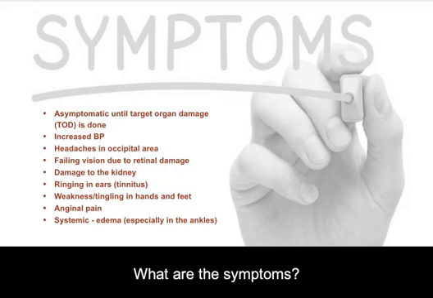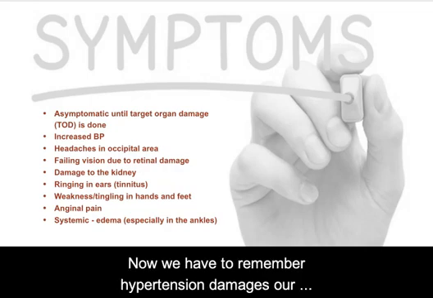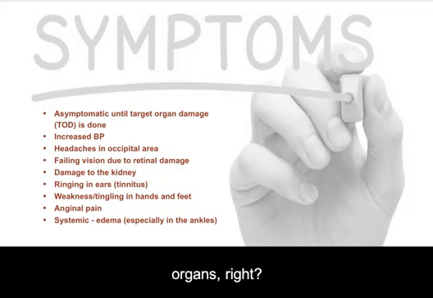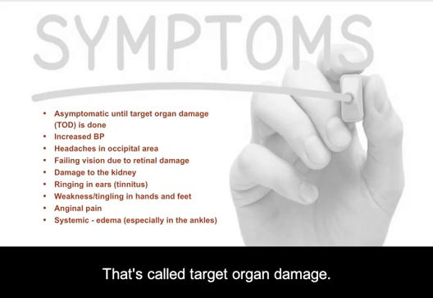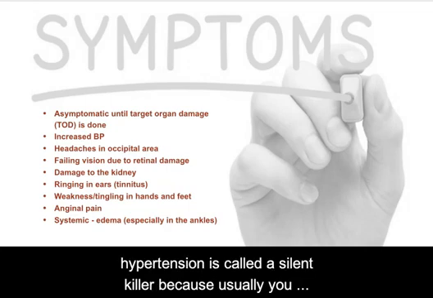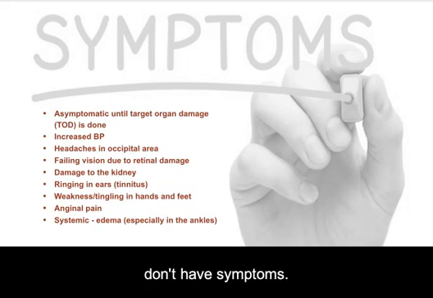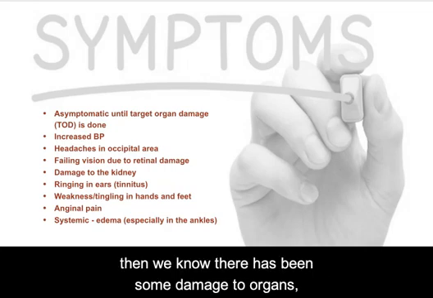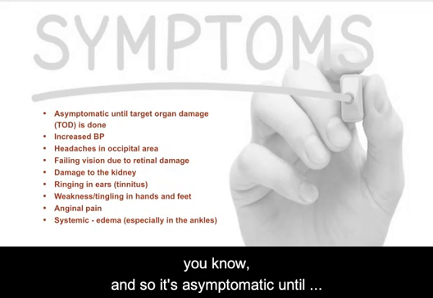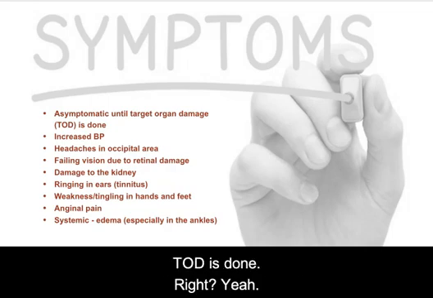What are the symptoms? Now we have to remember, hypertension damages our organs, right? That's called target organ damage. Now, most people, hypertension is called a silent killer because usually you don't have symptoms. It's asymptomatic. When we start seeing symptoms, then we know there has been some damage to organs, and so it's asymptomatic until TOD is done, right?